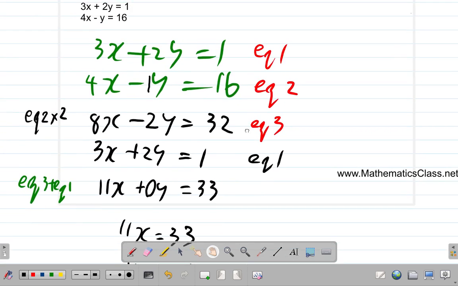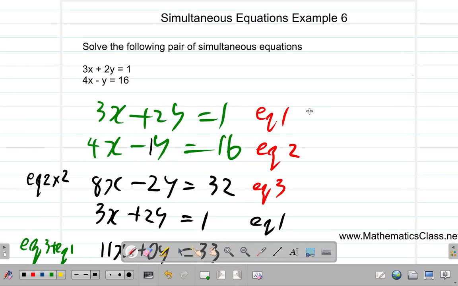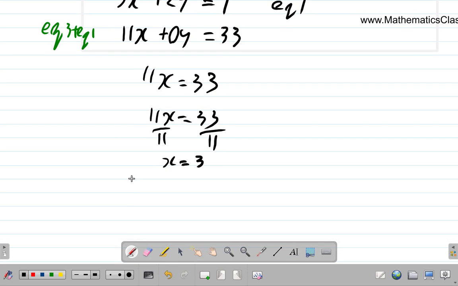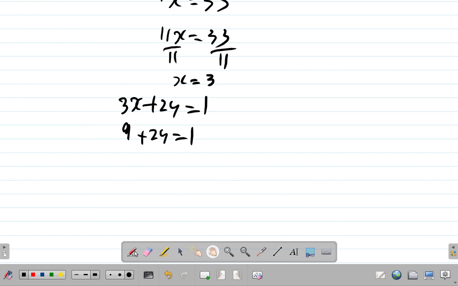So let's put it up here. X is equal to 3. Let's go back down and we continue solving it because we need y. Equation 1 says 3x plus 2y equals 1. So repeat that. 3x plus 2y equals 1. X is 3. So we can say 3 times 3, which is 9, plus 2y equals 1. Alright?